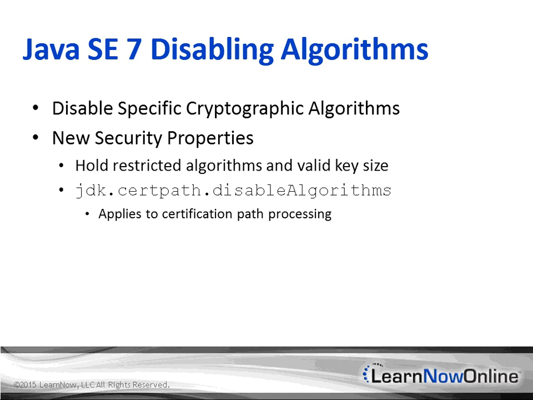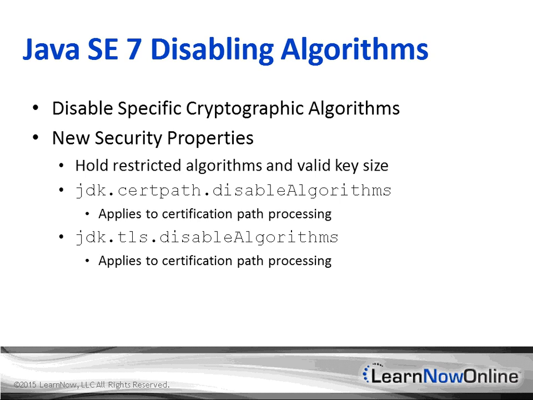The security property jdk.certpath.disableAlgorithms holds a list of the restricted algorithms that apply to certification path processing. These are the algorithms used in certificates, revocation information, and signed OCSP, or Online Certificate Status Protocol Response. The algorithms are declared in a comma-separated list, followed by any constraints. Now currently, the only constraint is the key size constraint, used to specify the minimum number of bits allowed in a valid key. And the key size constraint is only used in key-based algorithms.